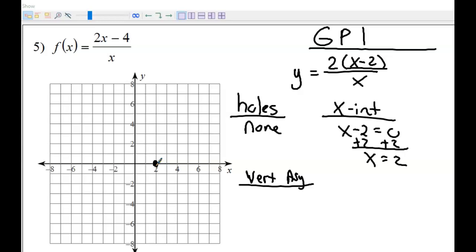That's right. You set the denominator to 0. So I'm going to take that x in the bottom there and set that equal to 0. So we have a vertical asymptote at x equals 0.